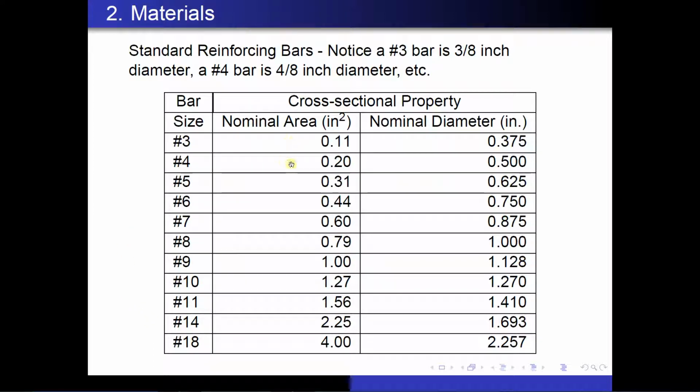This is a nice table because it gives you the diameter, it gives you the bar size, but it also gives you the cross-sectional area for each bar size. And so, of course, you will refer to that often as you are doing design calculations for beams and columns and so on in design.